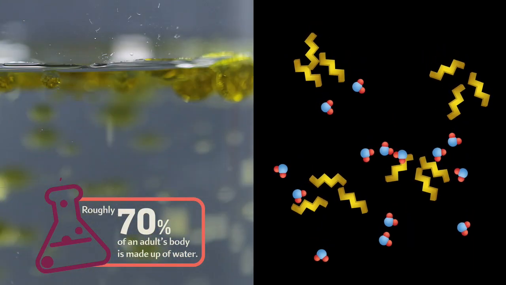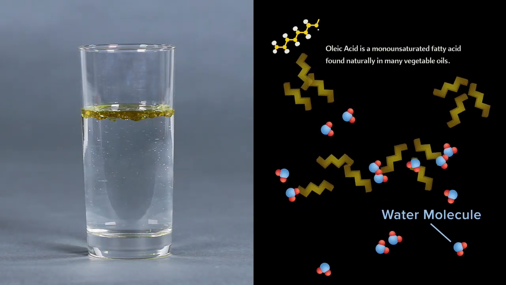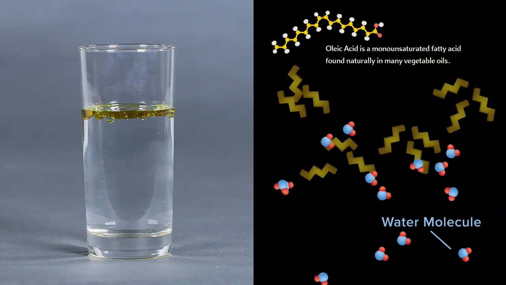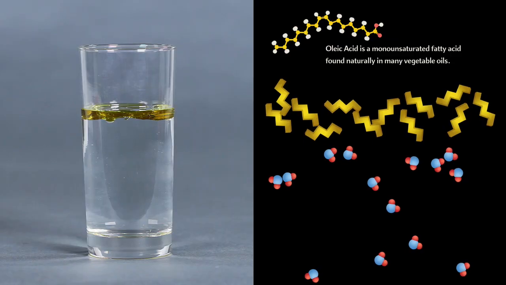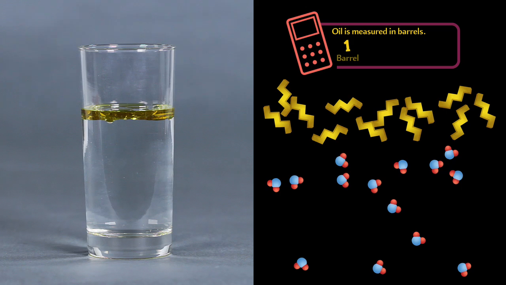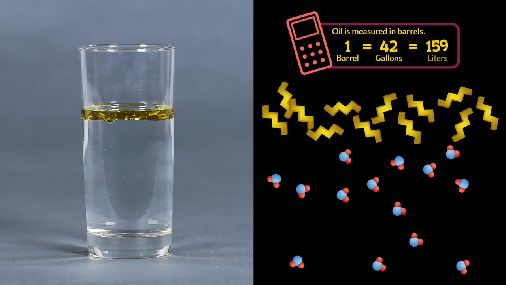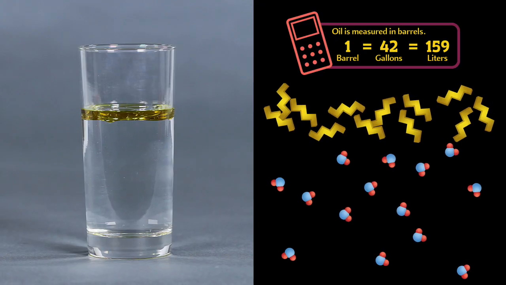At the same time, the water molecules also clump together. Water molecules are more attracted to each other than they are to the oil molecules. As the oil molecules and water molecules clump together, they separate. This is because oil is less dense than water. The oil molecules rise above and float on the water molecules. That is why oil and water do not mix.